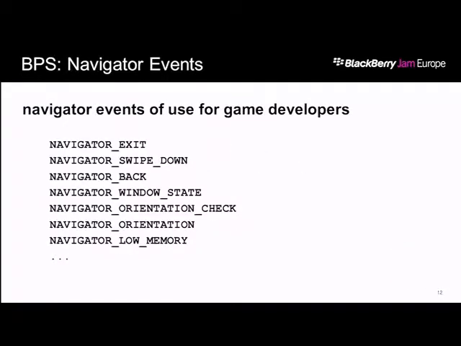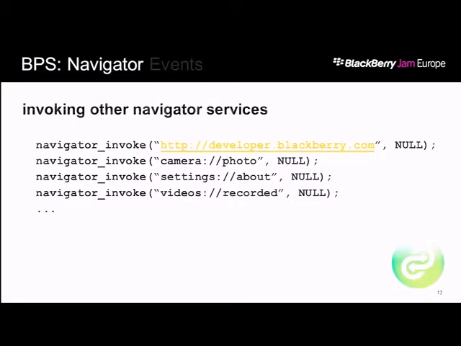Something that's really important for game developers is knowing when the user wants to quit the application, which is the navigator exit, dealing with the swipe. So swipe down, swipe back, and so forth. And more importantly, working with the orientation window state. And the last one, not many people know about: if the device is running low on memory, you can receive a message here and then start cleaning up some assets and freeing some memory so the navigator doesn't terminate your process.